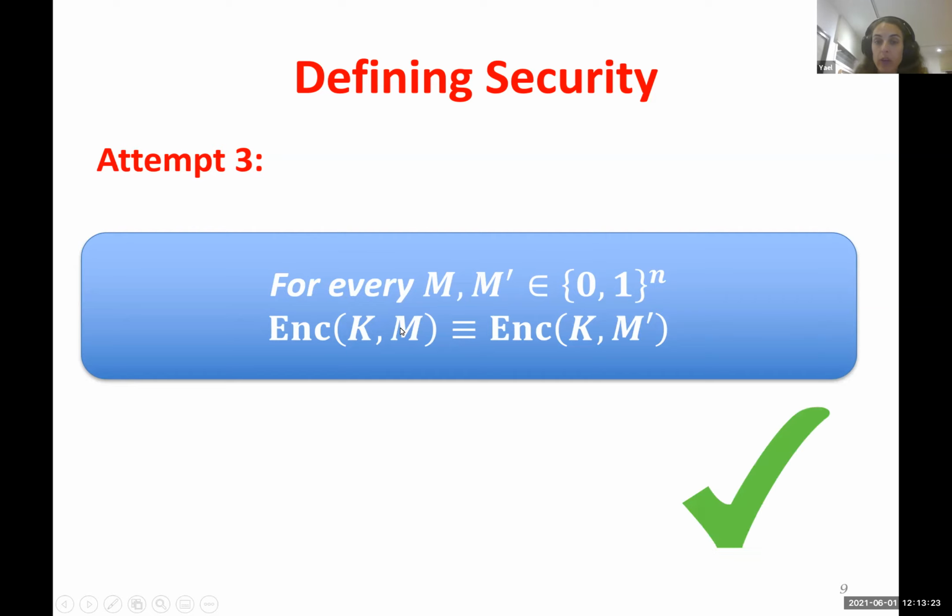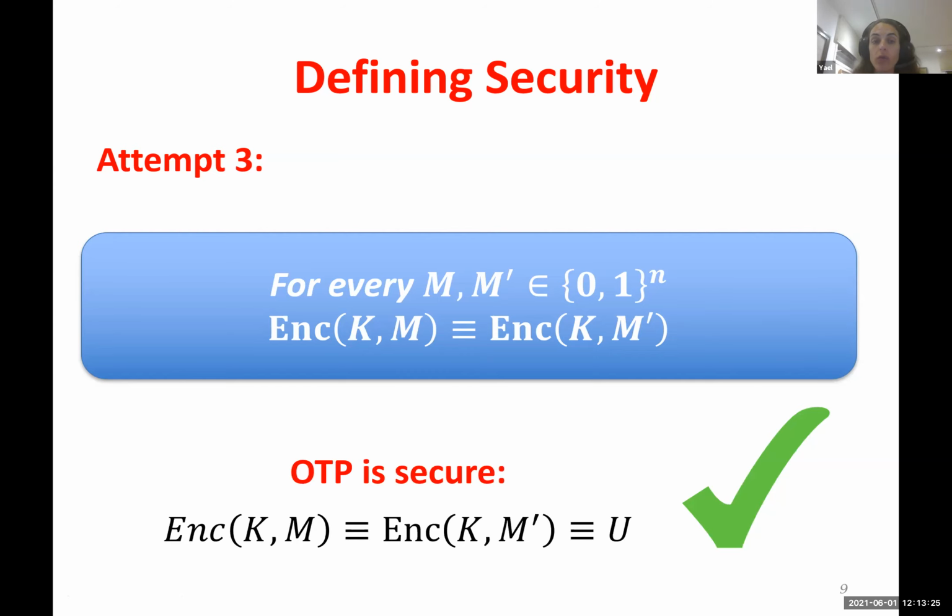Okay, now that's the definition, and moreover, the one-time pad actually satisfies this definition. It is secure. And we'll see that that's going to be part of the homework assignment. That's going to be our first homework assignment, to prove that the one-time pad is secure under this definition.